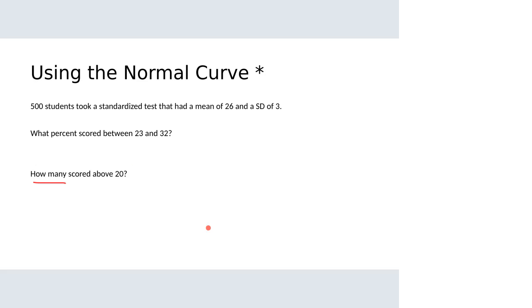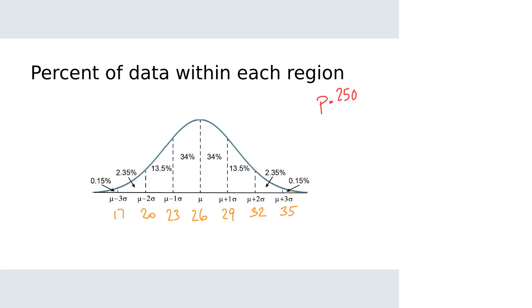Okay, so as we look at this one, we still have a mean of 26 and a standard deviation of 3, so we're going to use that same normal curve diagram. And our first question here says, what percent scored between 23 and 32? So we'll go back and take a look. And let's see, between 23 and 32, here's 23 at 1 standard deviation below, and 32 is over here at 2 standard deviations above. So it's this part under the curve that we want to count. So that's what we need to add up.